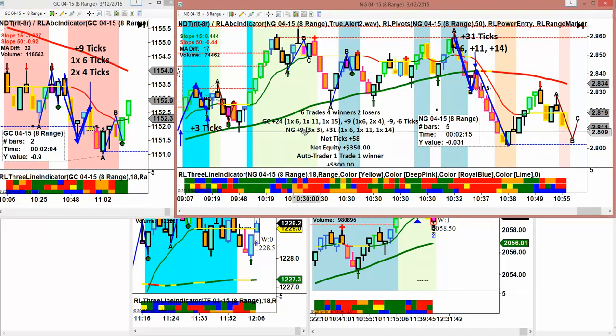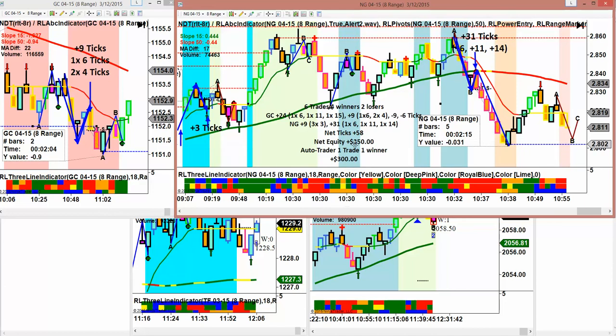On natural gas, plus 9, 3 contracts off at 3 ticks. Then we had that 31 ticker, 1 off at 6, 1 off at 11, 1 off at 14. Net ticks were 58. Net equity was $350. Auto Trader, 1 trade, 1 winner. Auto Trader is doing great this week.